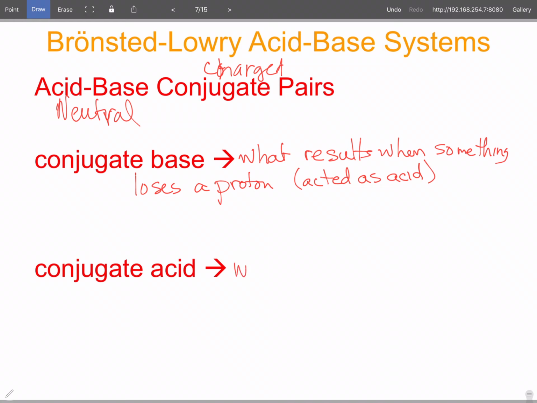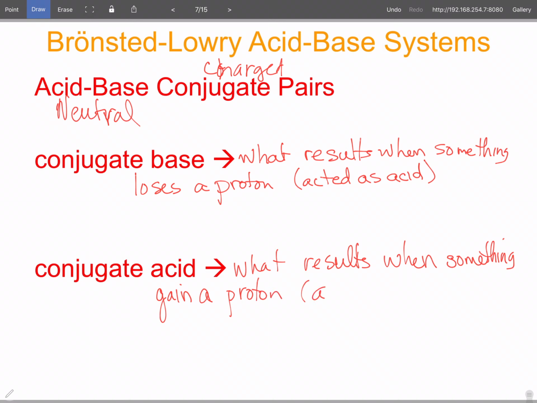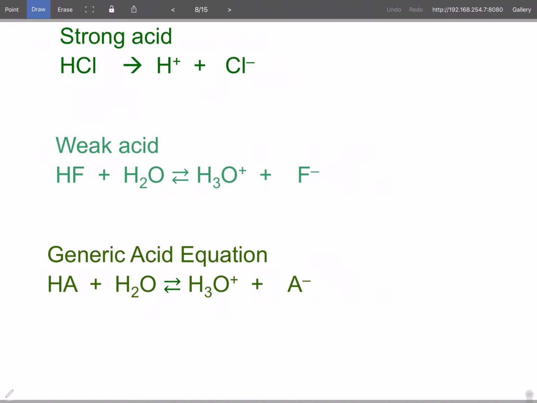So the conjugate acid is what results when something acts as a base. So if it's going to act as a base, it's going to gain a proton. So it acted as a base. So basically, the trick to acid-base chemistry is to figure out who's got the proton, where's it going, have you gained it, are you losing it, what are you doing, okay?